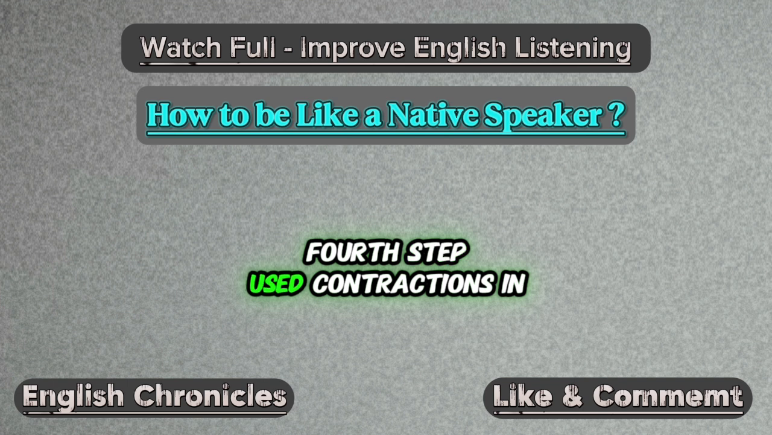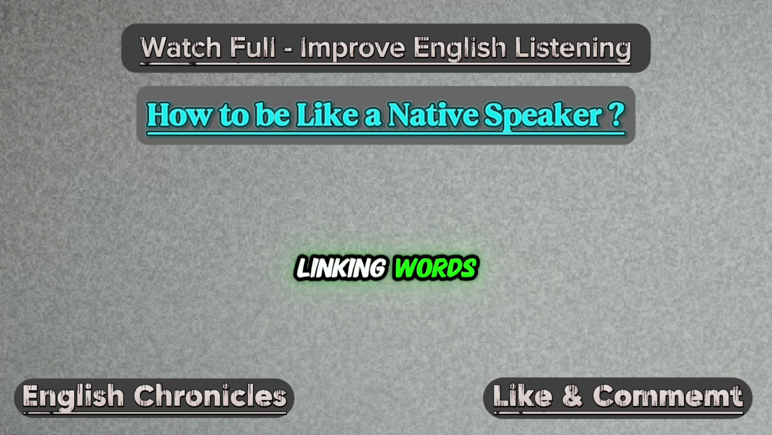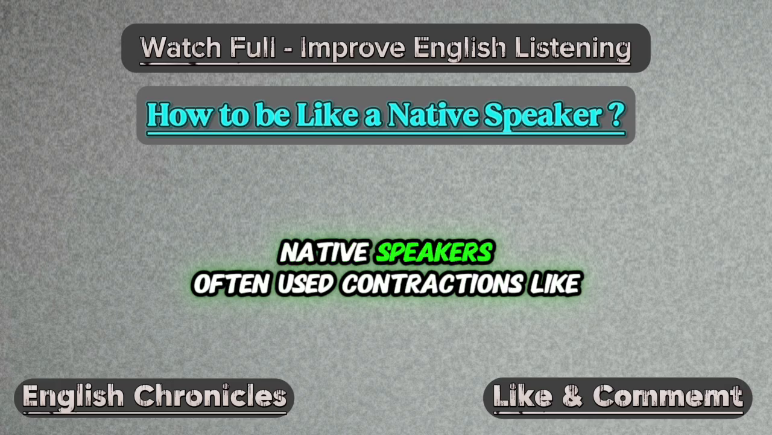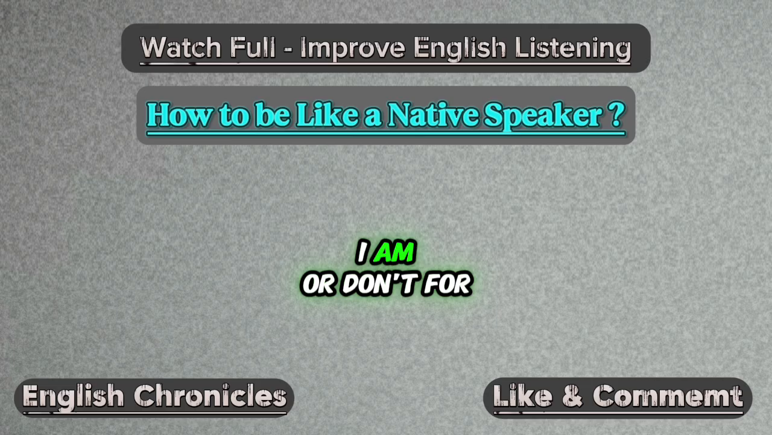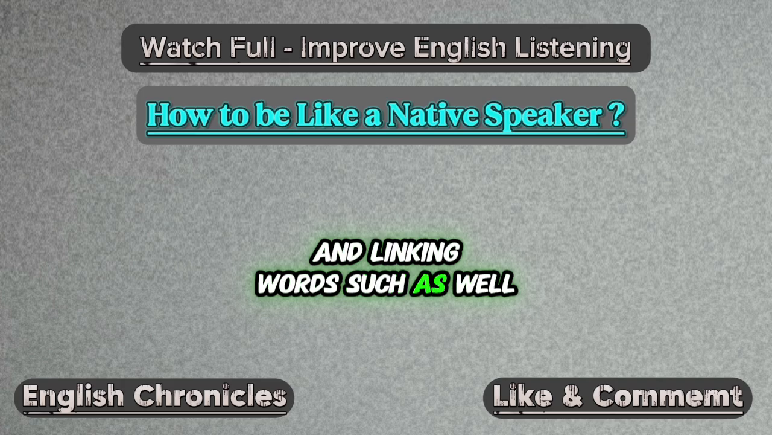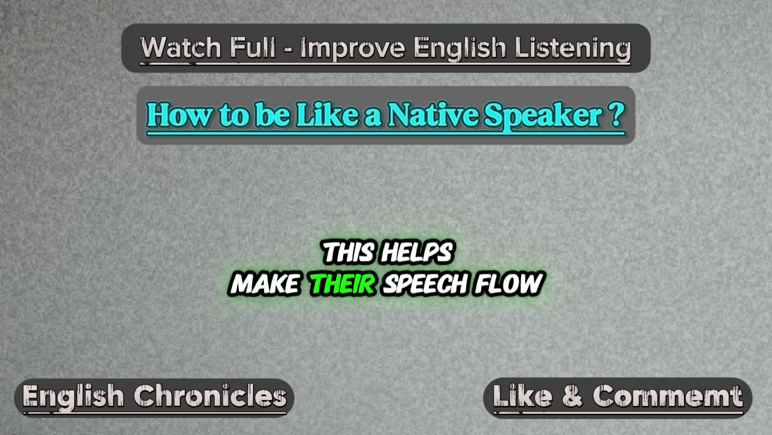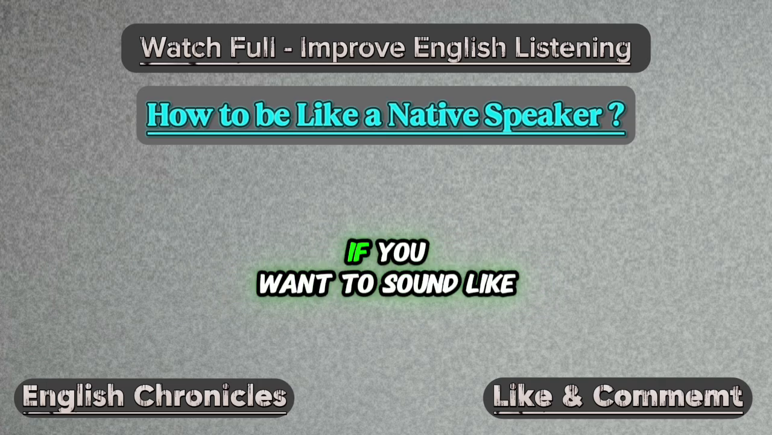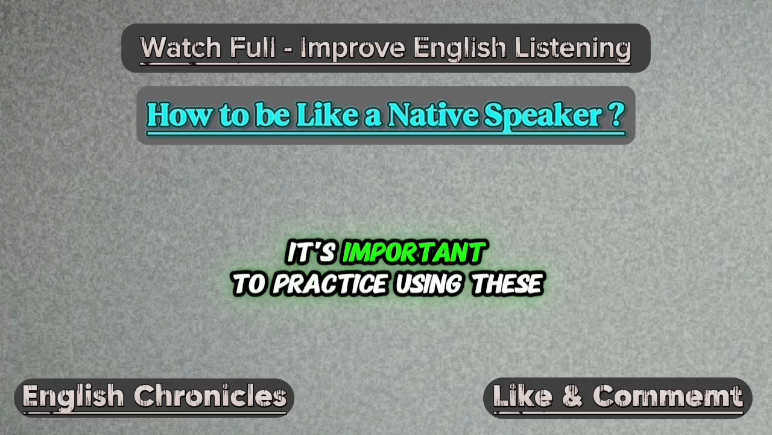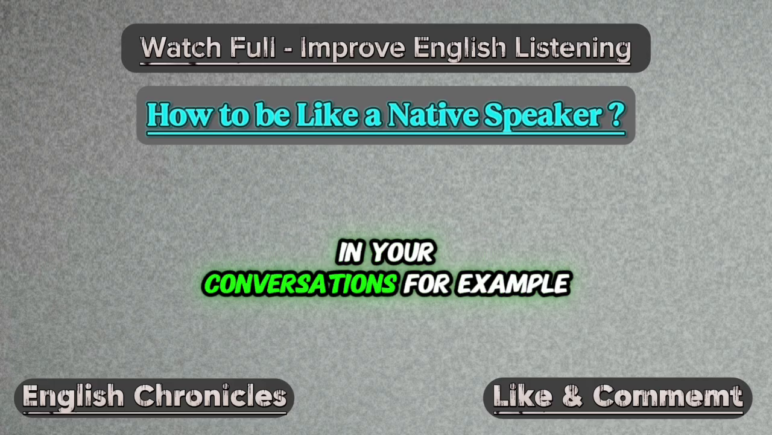Fourth step, use contractions and linking words. In spoken English, native speakers often use contractions like I'm for I am, or don't for do not, and linking words such as well, so, and you know. This helps make their speech flow more naturally. If you want to sound like a native, it's important to practice using these in your conversations.